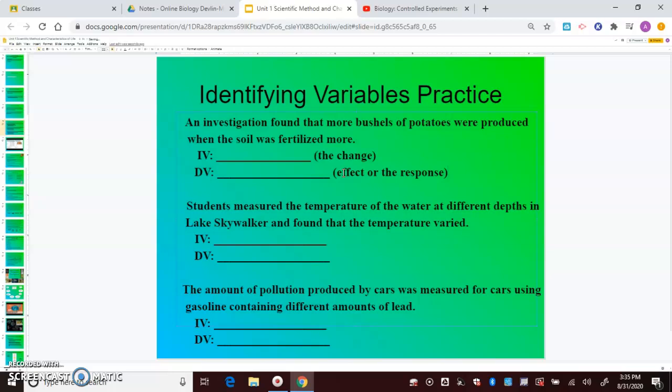Okay, so for the first one, it says, an investigation found that more bushels of potatoes were produced when the soil was fertilized. So the experimenter has control over what changed. So in this case, it would be fertilizer.